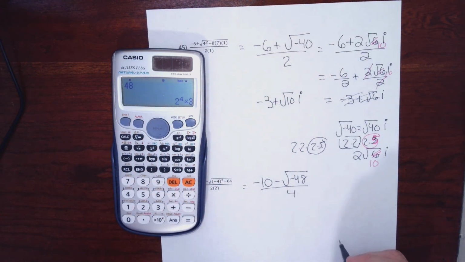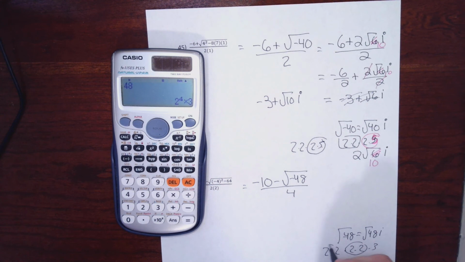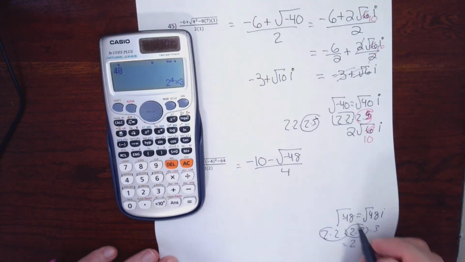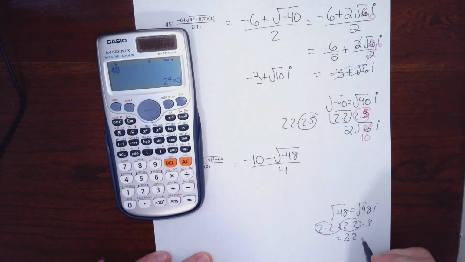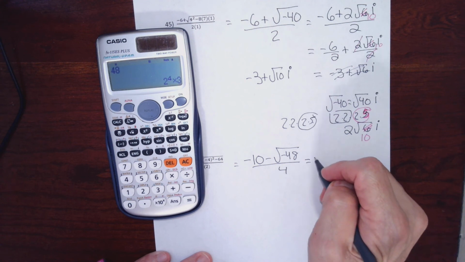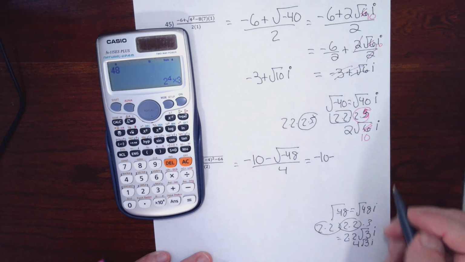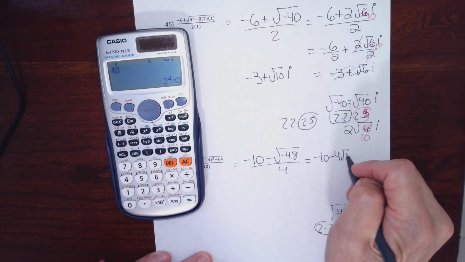So for the square root of negative 48, that would be the square root of 48 times i. And 48 is 2 times 2 times 2 times 2 times 3. So I'm going to get, in reducing that, 2 2's in front of my radical and a 3 under my radical. So that square root of negative 48 is 4 square root of 3 times i. So I can rewrite this problem as minus 10 minus, now change this to 4 square root of 3 times i over 4.